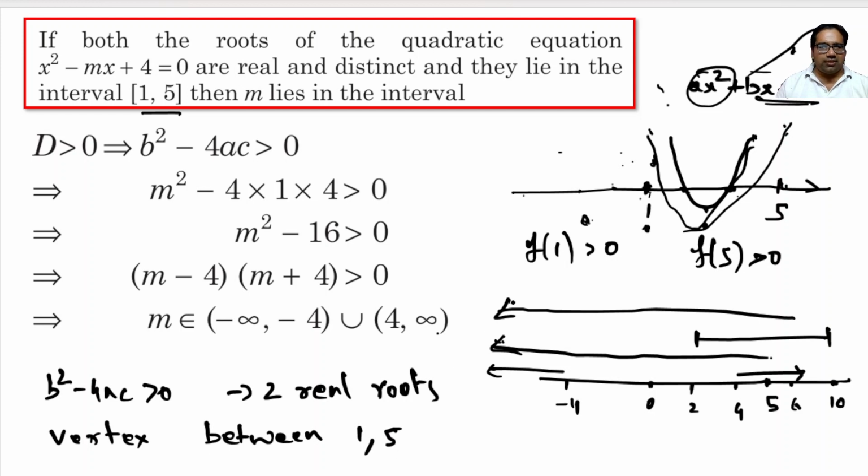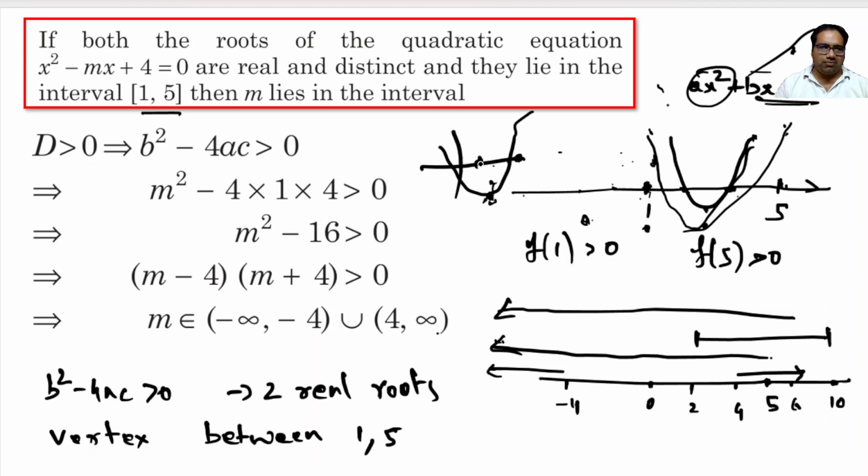And this condition alone is not sufficient. Why? This is 1, this is 5. If the vertex is between 1 and 5, then still we can create a graph like this. That condition is not sufficient, right? When I say vertex, it means the x coordinate of the vertex. The y coordinate could be anything.